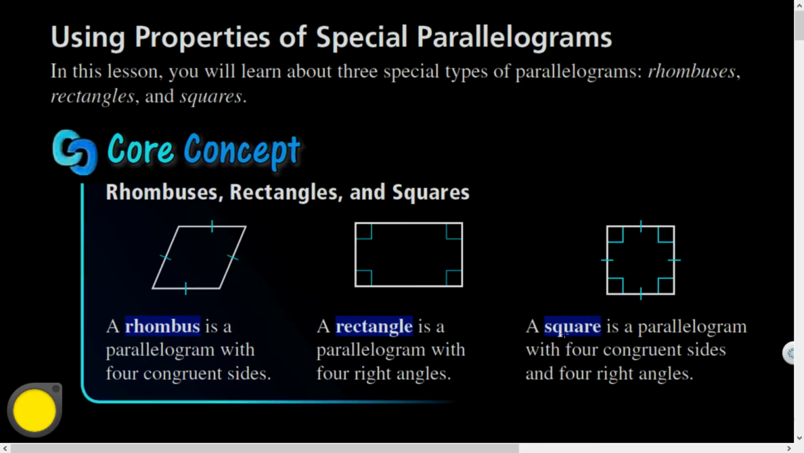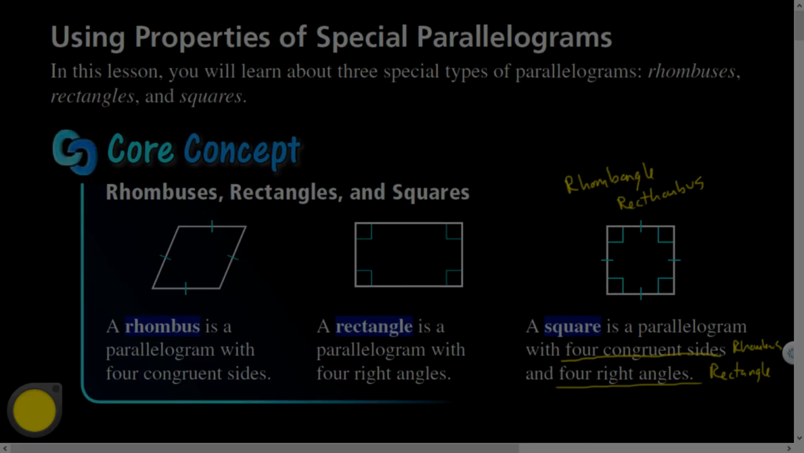A square is a parallelogram with 4 congruent sides, which means, what was 4 congruent sides a moment ago? That means it's part rhombus, or it has the attributes of a rhombus, and 4 right angles, right? So that also has the attributes of a rectangle. And that's why I've argued that a square should be called a rhombangle, which is just such a cool name, or a rectombus. I think either of those would be good names for a square because it happens to be both of those shapes simultaneously.